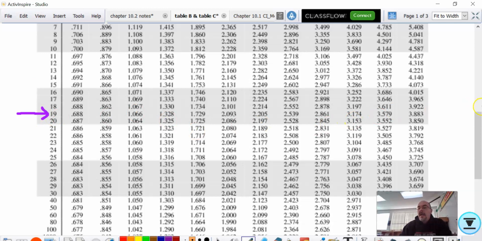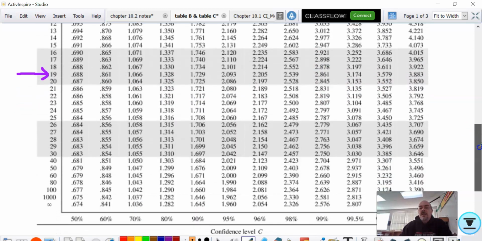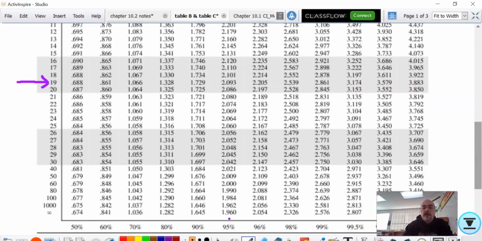And if I want 95% confidence, I'm going to go down here and then up and over. And this is what we will use instead of the z star. We use what is called t star. It's the t distribution. So that is our critical value. Okay, let's go back now.